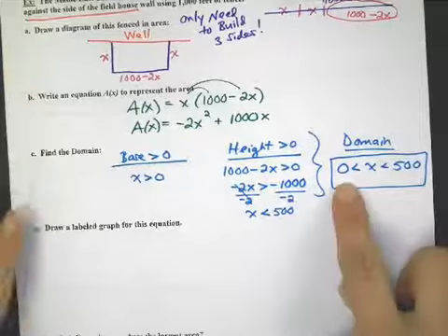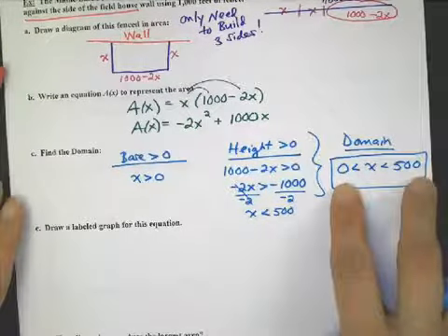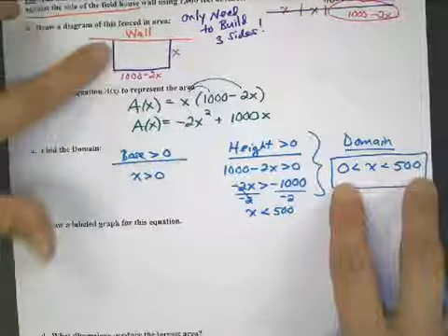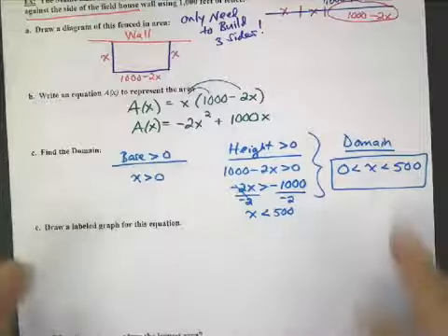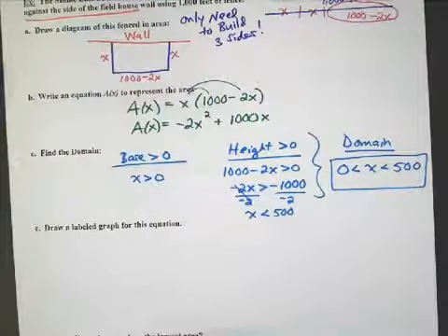My graph is going to show 0 and it's going to show 500. But if that base is 0, the area is going to be 0. So actually I want the picture that shows everything between 0 and 500.